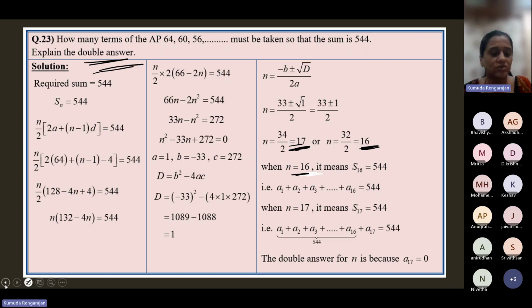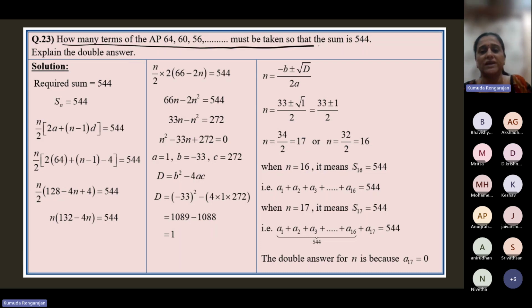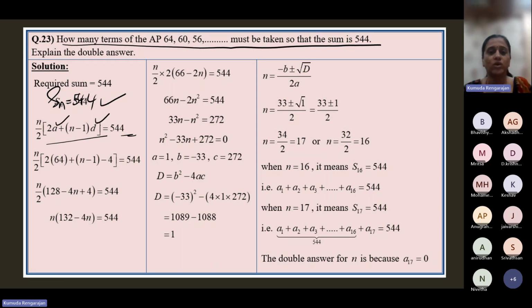The first part of the question is how many terms? How many terms of the AP must be taken so that the sum is 544? So the desired Sn is 544. So similar to the earlier working, we'll have to work with this condition. Sn is equal to 544. n by 2 of 2a plus (n minus 1) d is 544. Substitute the values for a and d. n is what we are going to find. You get a quadratic equation.